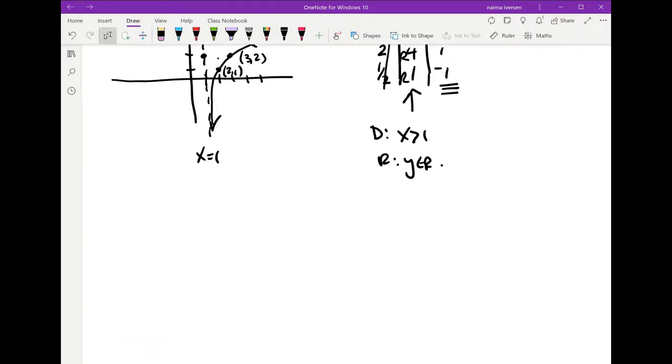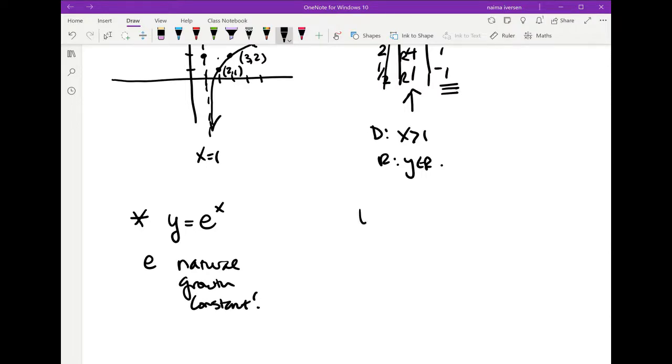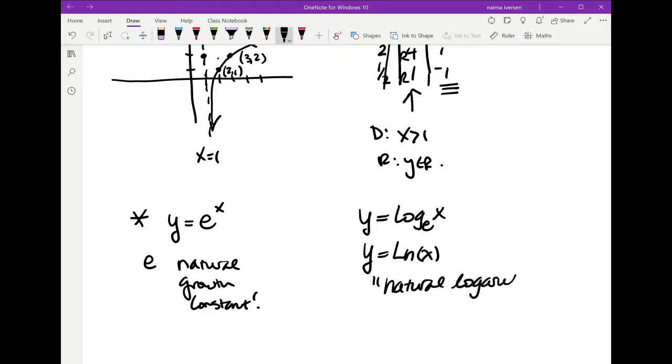Okay, last thing. Remember that when we had y equals e to the power of x, e was our natural growth constant. When you are dealing with y equals log base e of x, which is its inverse, it is used so often and so much that it actually gets its own name. It is referred to as ln of x. And this is called the natural logarithm. And it is essentially just the logarithm base e.